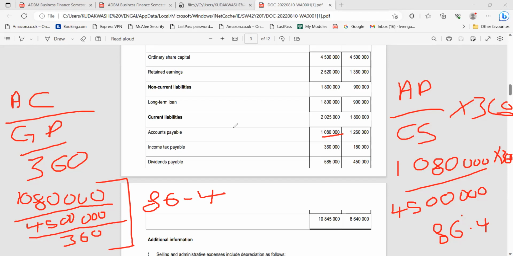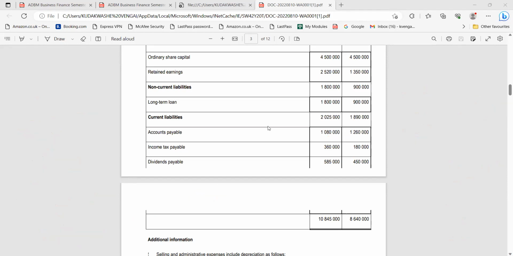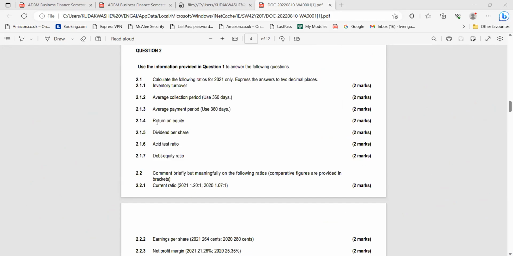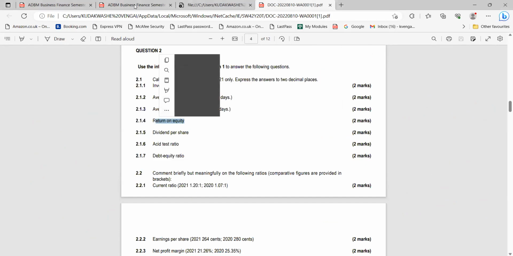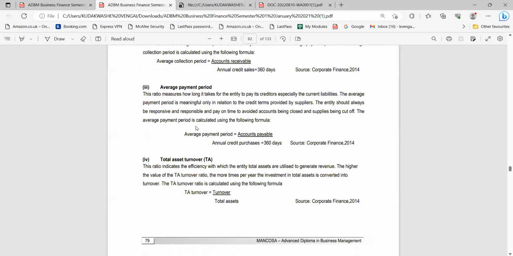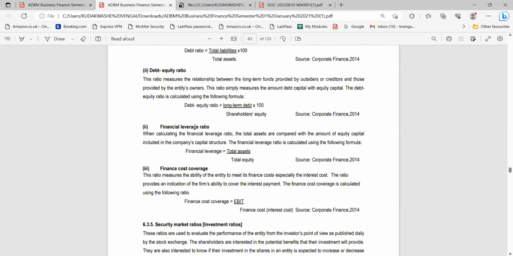Then if you go to 2.1.4, return on equity. When 2.1.4 return on equity, again, you check in your study guide, what is the formula for return on equity?